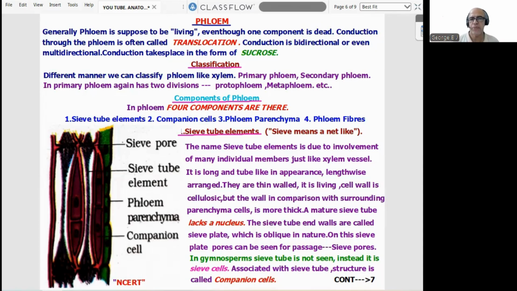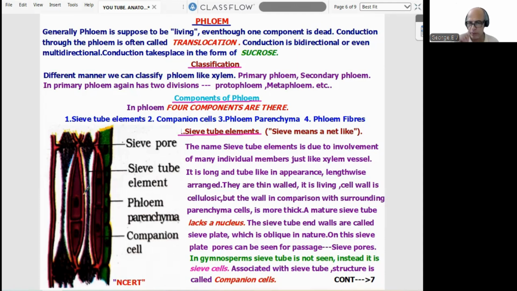So first is sieve tube elements. The term sieve means a net-like arrangement. The name sieve tube element is due to the involvement of many individual members, just like xylem vessel. Vessel has many cells. Trachea is only a single cell structure. Vessel is a many-cell structure. It is long and tube-like in appearance. Lengthwise arranged, sieve tube, lengthwise arranged, diagram is here.